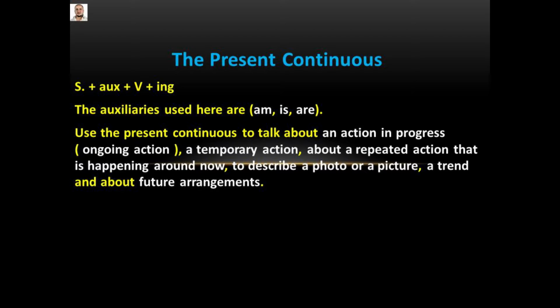The present continuous: subject, auxiliary, verb, ing form. The auxiliaries used here are am, is, are. Use the present continuous to talk about an action in progress, an ongoing action, a temporary action, or a repeated action that is happening around now, to describe a photo or a picture, a trend, and about future arrangements.